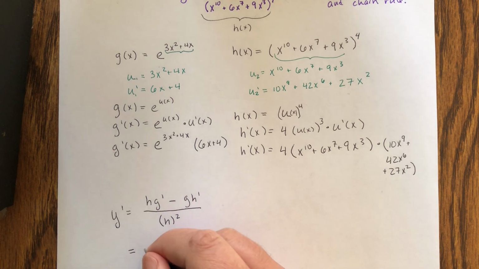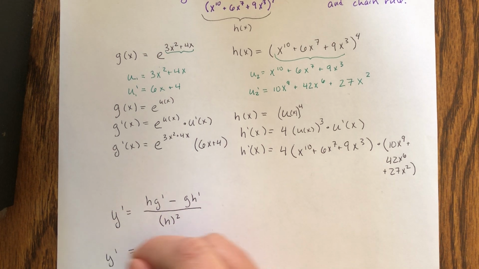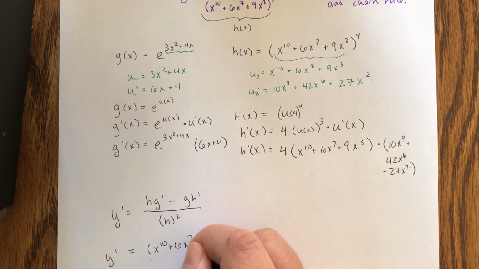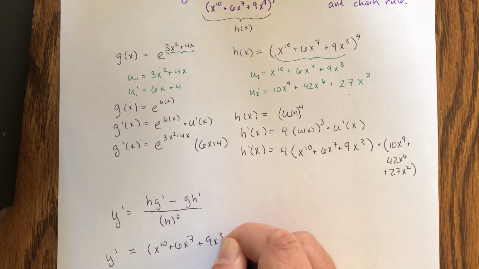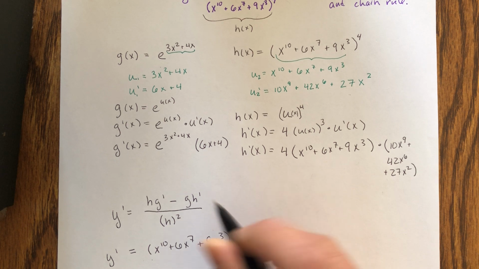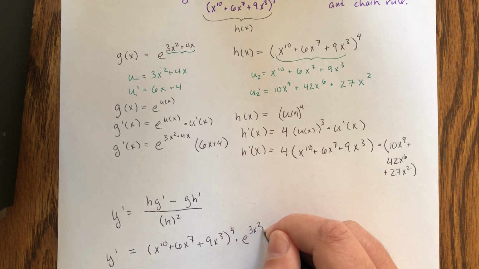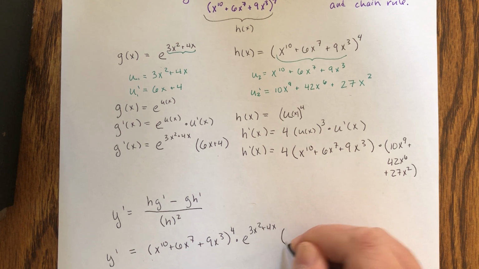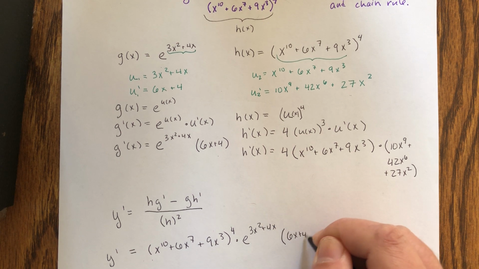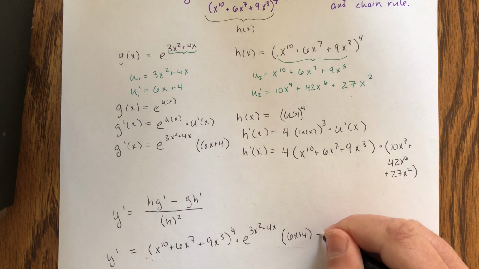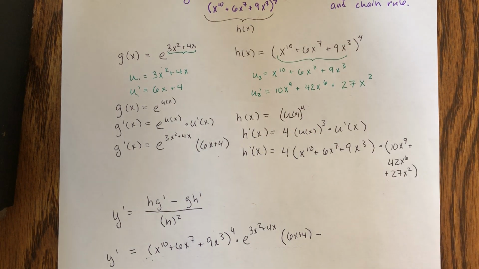Okay, so plugging everything in, using the scratch work that we just did, we have h times g prime. That would be x to the 10 plus 6x to the 7 plus 9x cubed to the 4th. That's h times g prime. So times e to the 3x squared plus 4x times 6x plus 4, right? That's h g prime minus g times h prime.